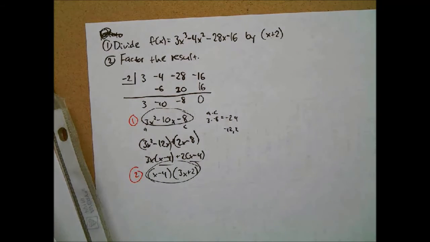So you would factor using the a times c method, right? 3 times negative 8 gives us negative 24. What two numbers multiply to make negative 24 but add to make negative 10? Negative 12 and positive 2, factor by grouping, and then go from there.